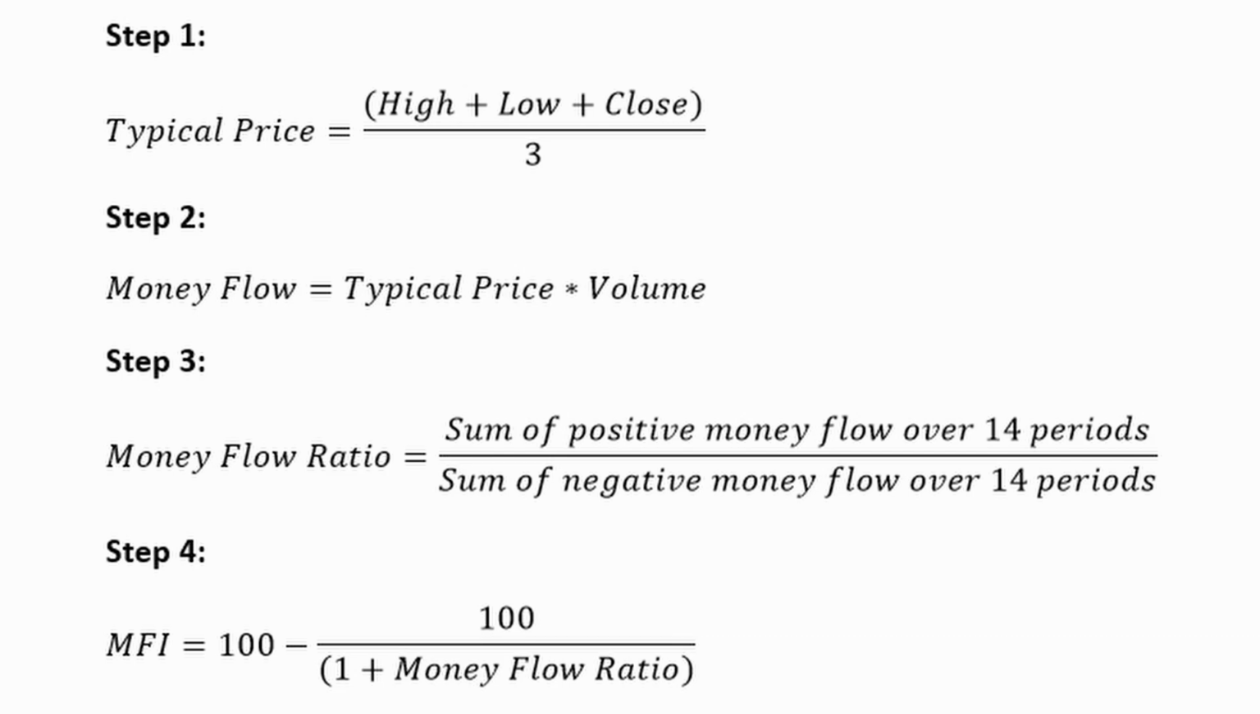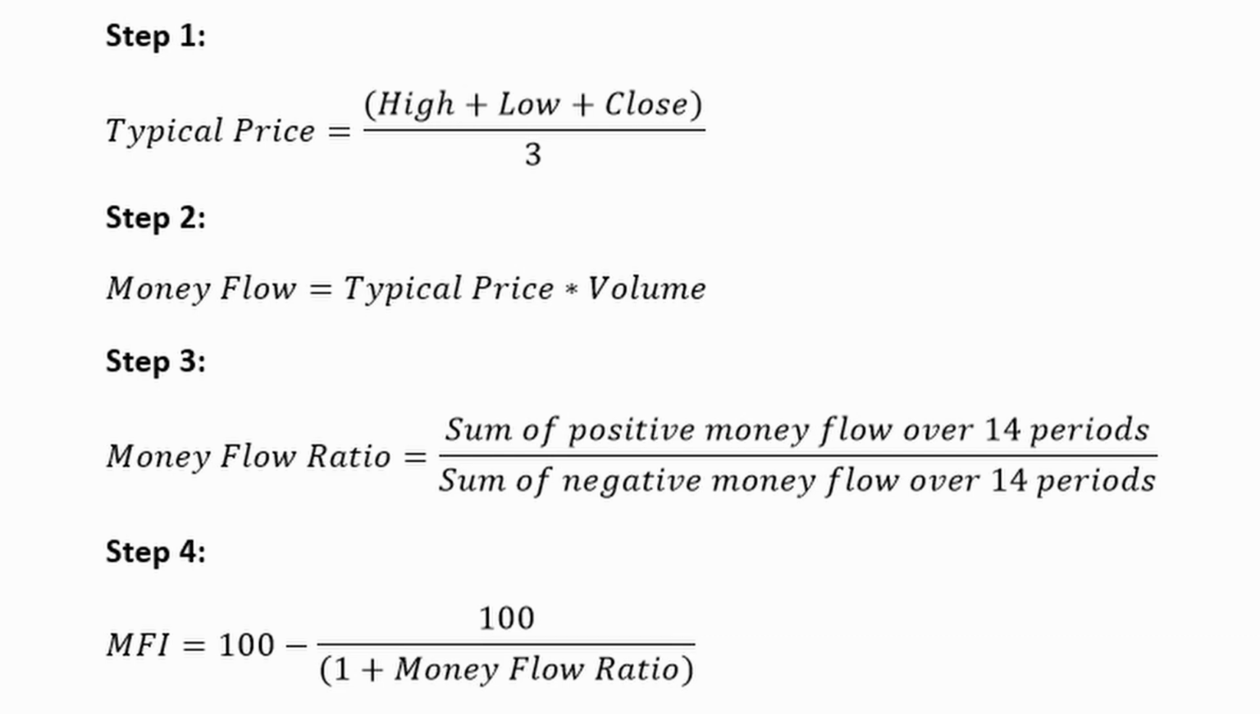Typical price. Calculate the typical price for each period, which is the average of the high, low, and close prices. Raw money flow. Multiply the typical price by the volume to get the raw money flow. Positive and negative money flow. Add the raw money flow to positive money flow if the price is higher than the previous period, and to negative money flow if the price is lower.